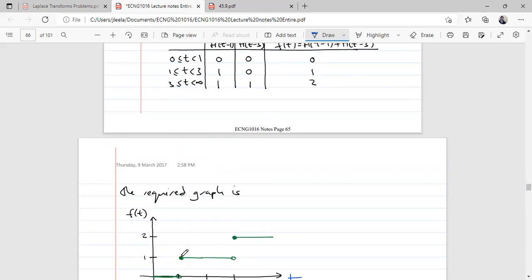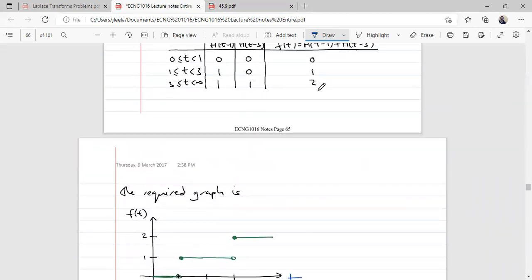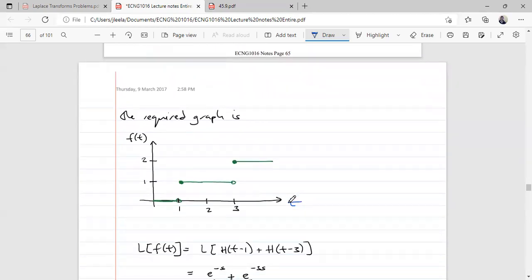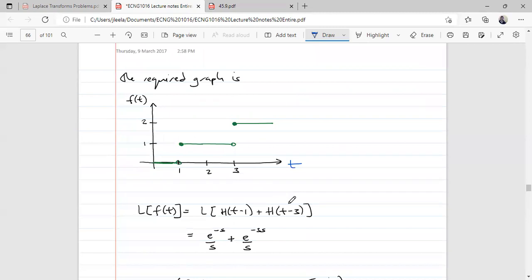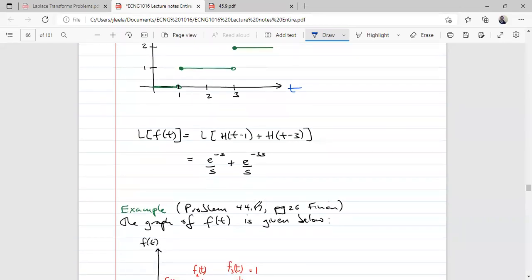So at the left-hand end, you have a bold, shaded circle, and an open circle because it doesn't include 3, right? And then it jumps up further to 2 between 3 and beyond 3, as a matter of fact, all the way to infinity. So you have a shaded circle here, and then the line just continues, right? And of course, the Laplace of f(t) would be the Laplace of H(t minus 1) plus the Laplace of H(t minus 3), which is e to the minus s over s plus e to the minus 3s over s.